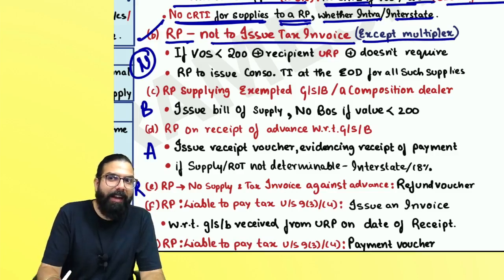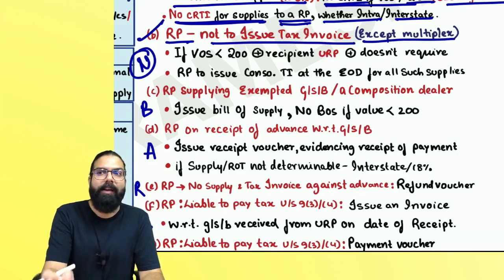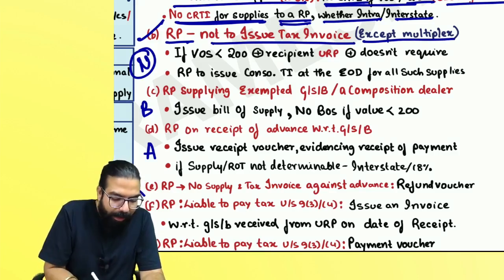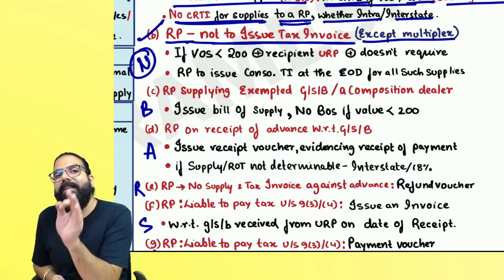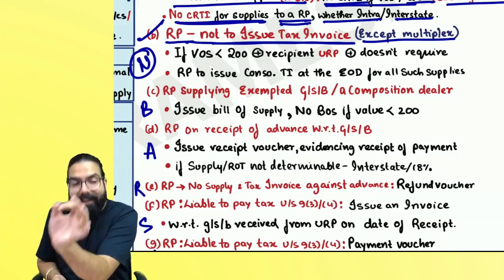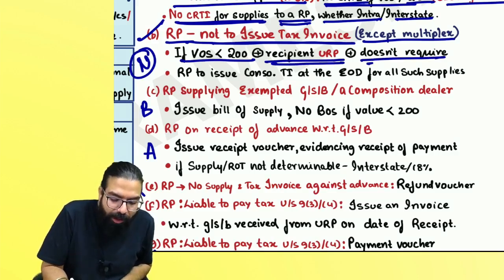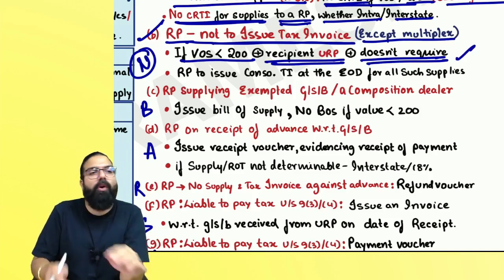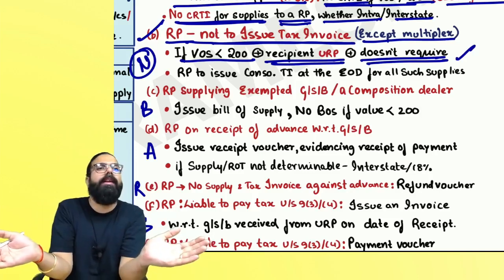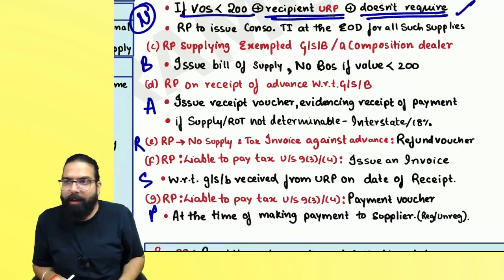In the multiplex case, e-ticketing is mandatory and e-ticket has to be done even if the value is less than 200 rupees. Other than that, if you are supplying and the value of supply is less than 200 rupees, the recipient is unregistered and does not require an invoice, then you don't have to issue an invoice. But at the end of the day, for all the supplies for which you did not give an invoice, you should make one consolidated tax invoice.